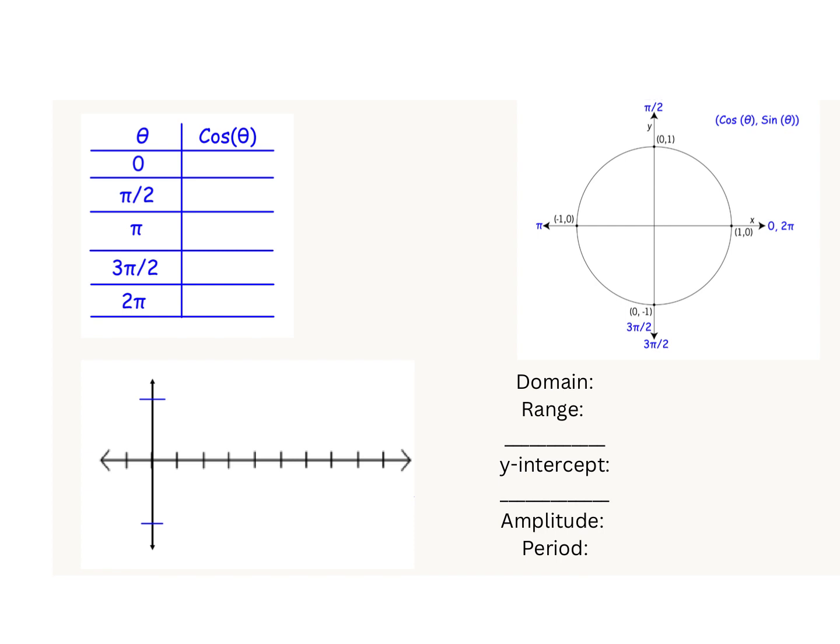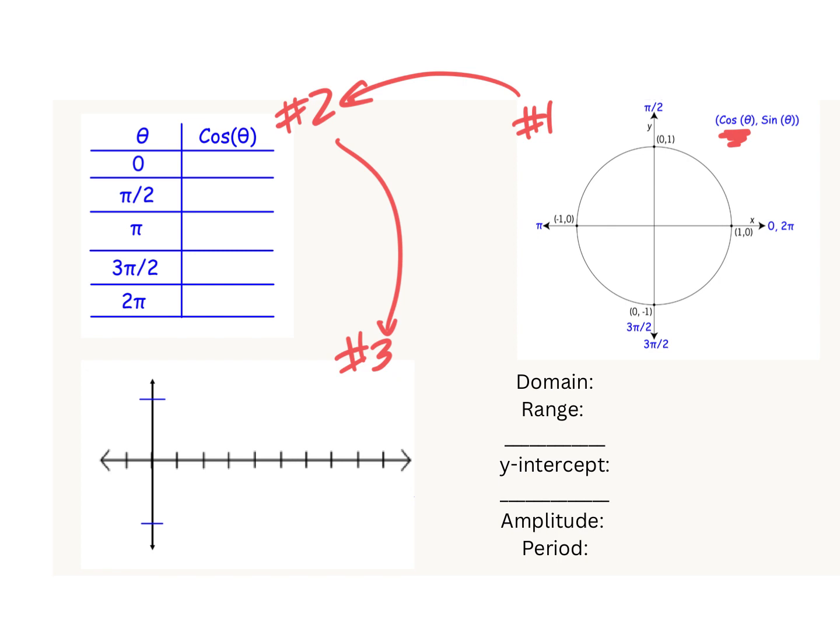But this is how we would accomplish the same thing with the cosine graph. So remember, the cosine is the x value. The first thing is we look at this unit circle, and then we use that unit circle to fill in my table, and then we use that table to fill in my graph.